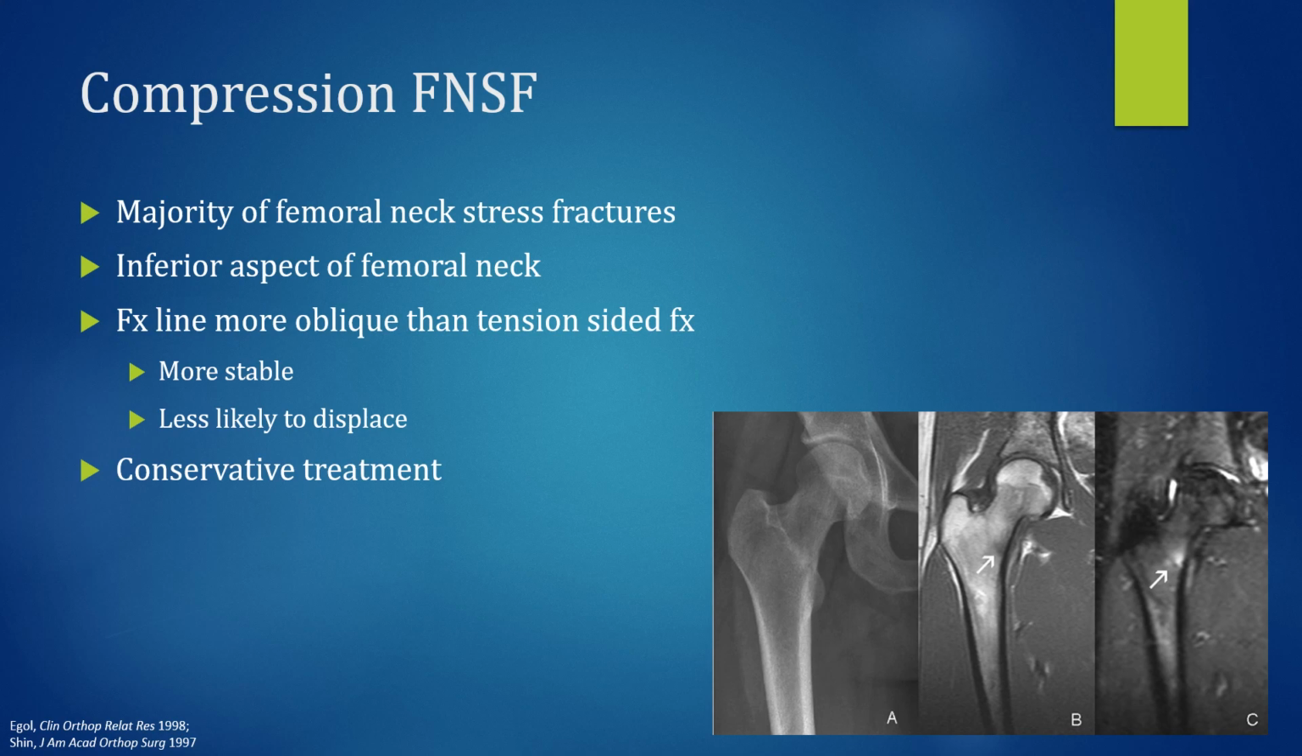The fracture line created from a compression stress fracture is more oblique than that of a tension-sided stress fracture and is thus likely to displace. Therefore, these types of stress fractures are treated with conservative treatment and with us in physical therapy.